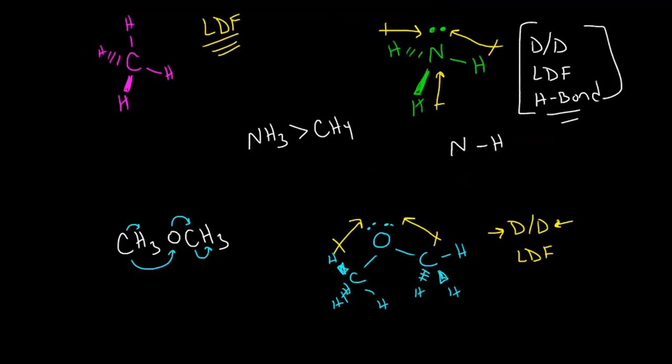So if we were to predict whether ammonia has a larger or a smaller boiling point, ammonia experiences hydrogen bonding, but dimethyl ether does not. So ammonia experiences stronger intermolecular forces than dimethyl ether. So we would expect ammonia to have a higher boiling point.